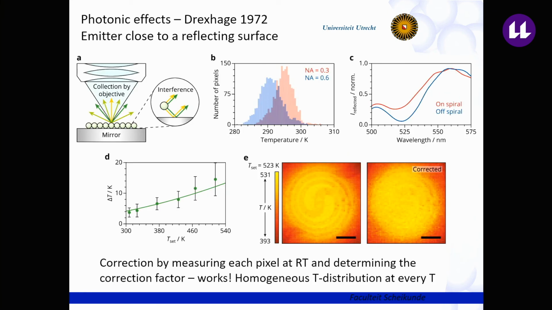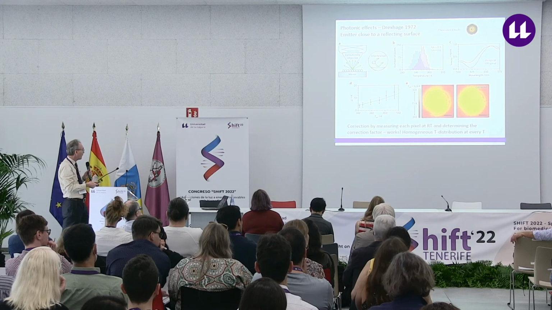Well, it is a photonic effect, the Drexhage effect, which is quite well known. If you look at emission from an emitter close to a mirror, there's interference between the direct emission and the reflected emission from the mirror. And it depends on the wavelength whether that's constructive or destructive. The intensity ratio is determined by emission at two different wavelengths. The two different wavelengths will have constructive or destructive interference at different distances. And that affects the ratio of the intensity.